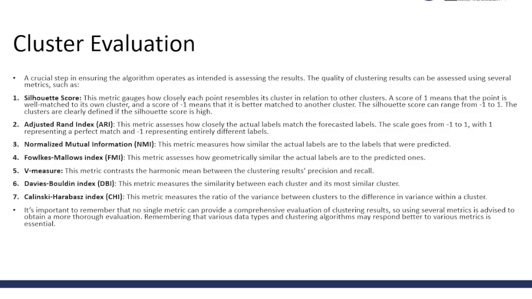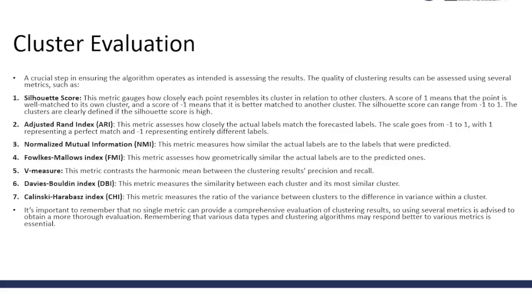The next step would be to evaluate these clusters. For evaluating these clusters, we have certain metrics, and there are various metrics which get used. So there is the silhouette score. Here the higher the score, the better it is. It can range from minus 1 to plus 1. So minus 1 indicates a not very good score, but 1 would indicate a good score.